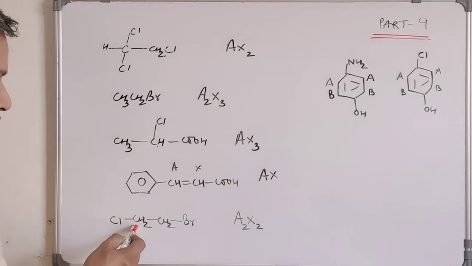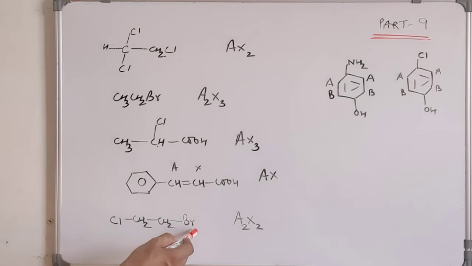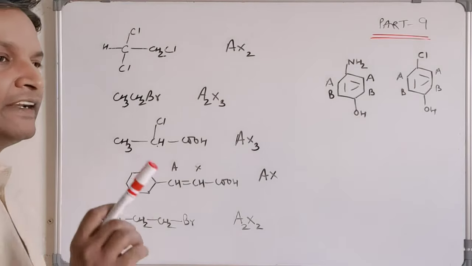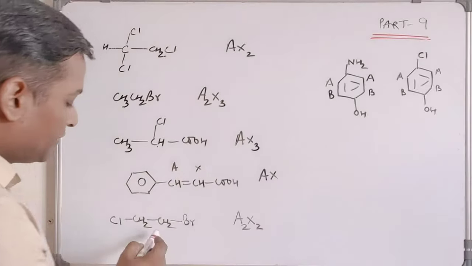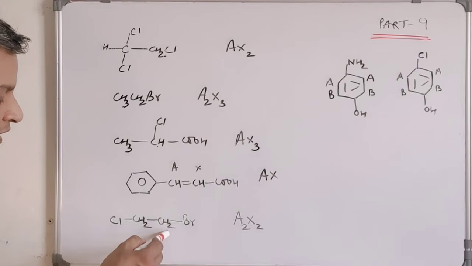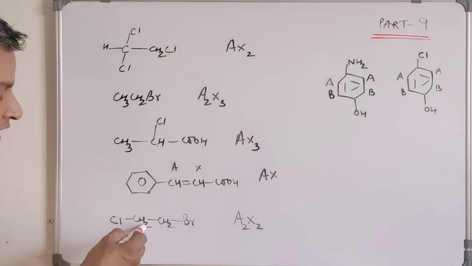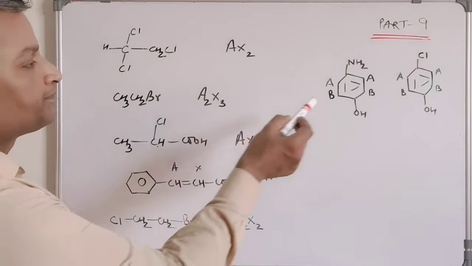So this is 1-chloro-2-bromoethane. CH2Br is the example of A2X2 type of spectra. It is the example of A2X2 type of spectra. So AX type of spectra indicates first order type of spectra. They will show us the formation of two triplets, one triplet for this and one triplet for this. The triplet for this will appear at high delta value, and the other will appear at low delta value.